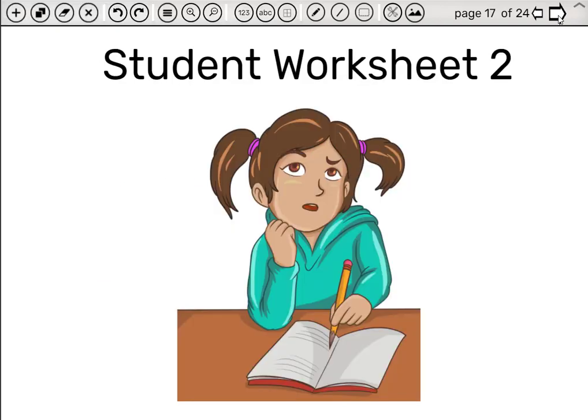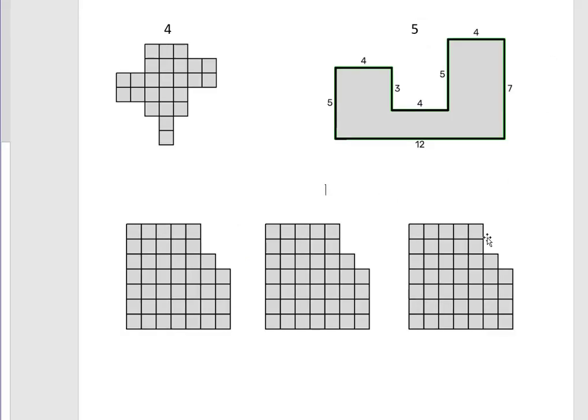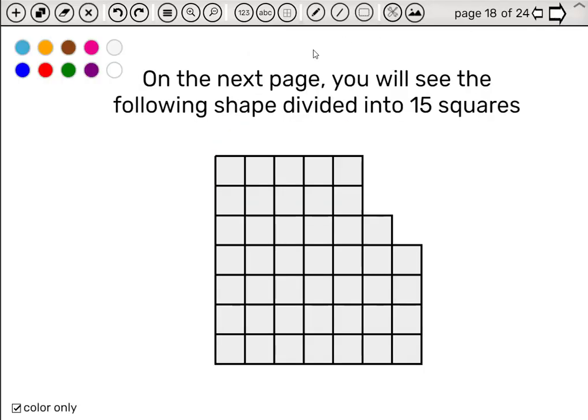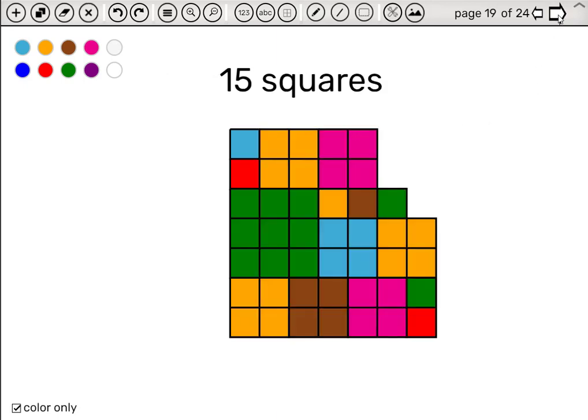Let's continue. This second student worksheet refers to the 3 shapes that we saw at the bottom of the first student worksheet. Let's see them again. Here they are. Let's see what we do with them. On the next page, you will see the following shape divided into 15 squares. Let's see this. Here are the 15 squares.